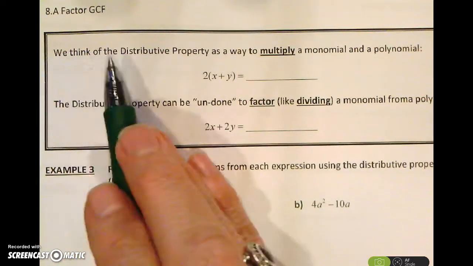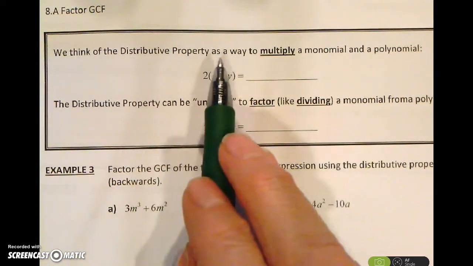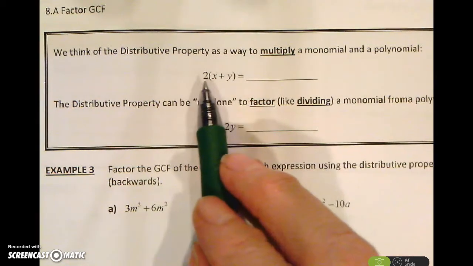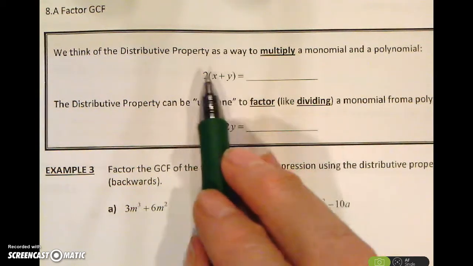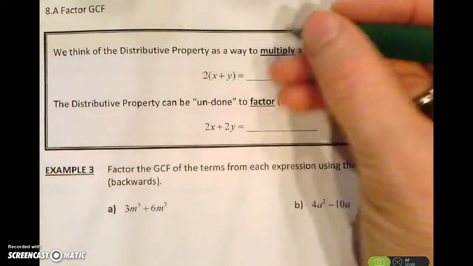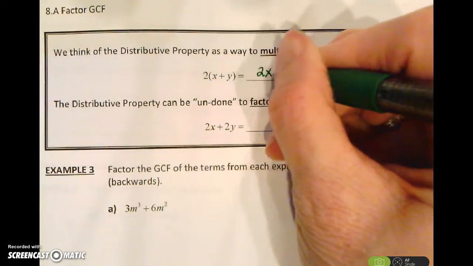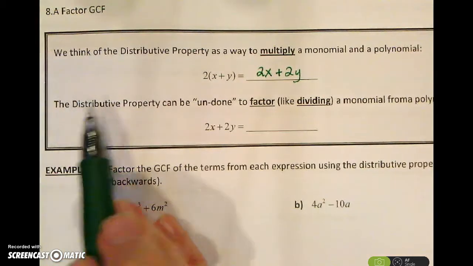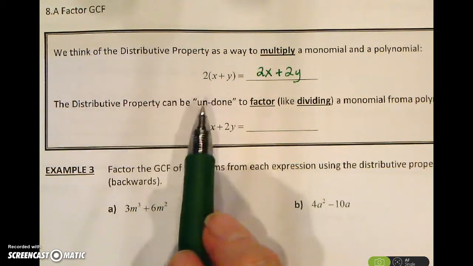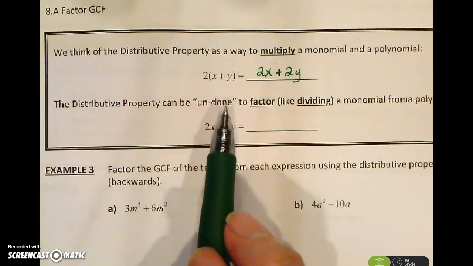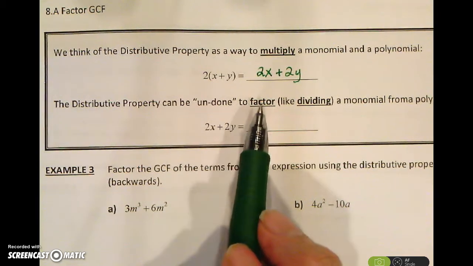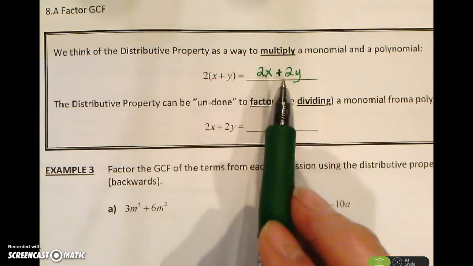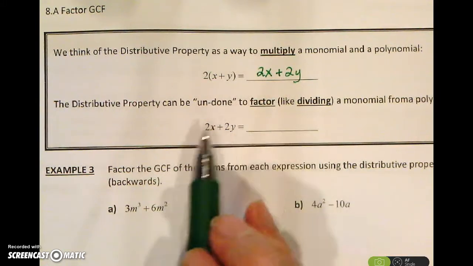All right, so we think of the distributive property as a way to multiply a monomial and a polynomial. So if we have 2 parentheses x plus y, then we distribute and we multiply and get 2 times x plus 2 times y. But this distributive property can also be undone, and we call this undoing factoring. So we're going to factor, which is like dividing. So normally we multiply, and factoring is going to be dividing.